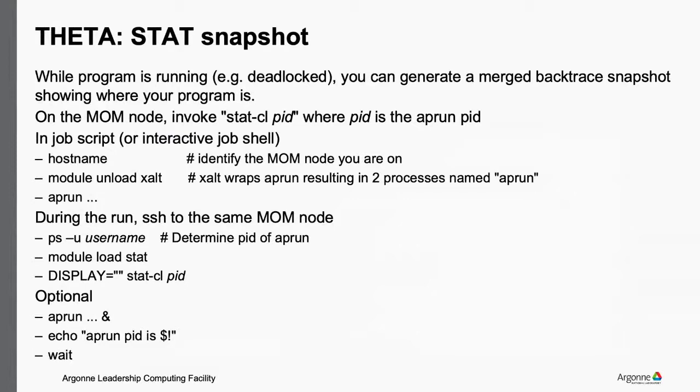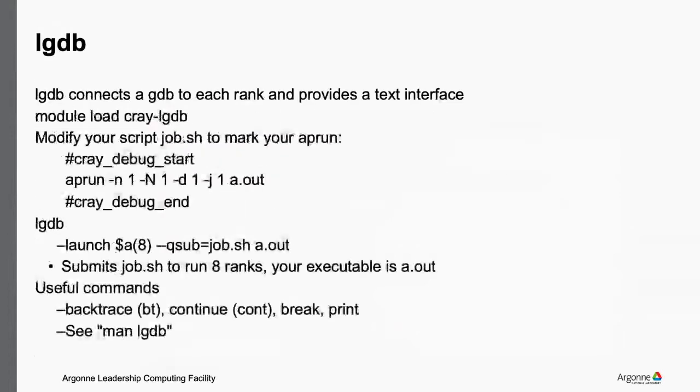Okay? So just to summarize what we've got so far: if your job is stuck, you can use stat. And if your job crashes, you can use ATP, and both of those will give you the merged stack backtrace. So that's sort of static debugging, right? That's just collecting data about where it was. You're not really interacting with it.